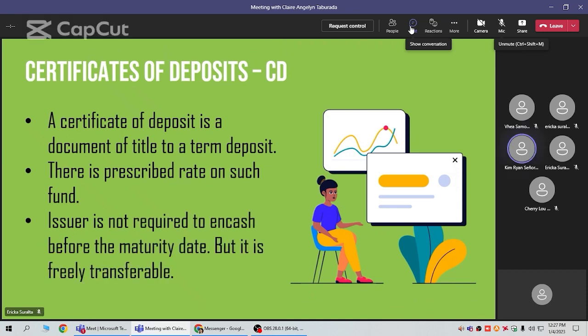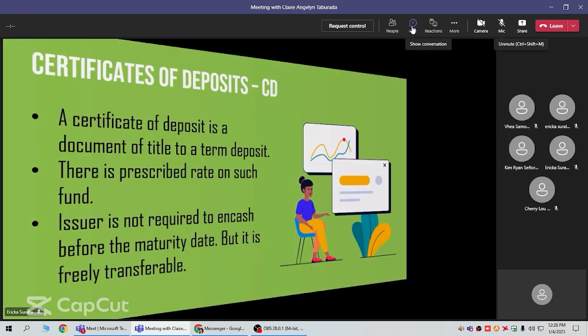So certificates of deposits or CD. A certificate of deposit is a document of title to a term deposit. So there is a prescribed rate on such funds, and the issuer is not required to encash before the maturity date, but it is freely transferable. So there are features of certificates of deposits.